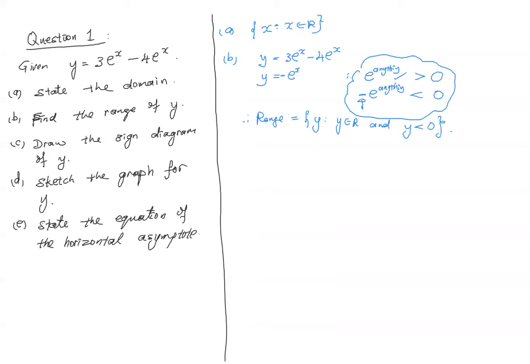So when I draw the sign diagram, first of all, I have to find the x-intercept, correct? So I say when y equals 0, negative e to the power x equals 0. So e to the power x equals 0. Is this possible? This is impossible to happen. That means no x-intercept.